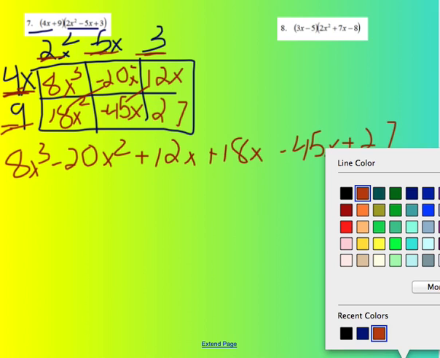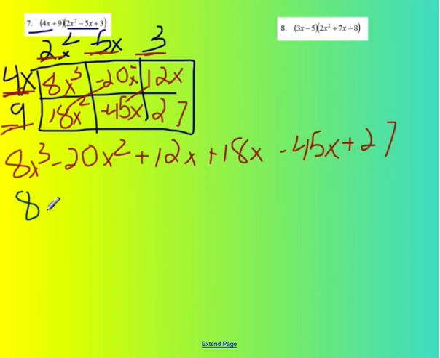And now I'm going to combine my like terms. Well, I start with 8x cubed. That's my first one. It's just 8x cubed. Then I notice I have a squared term here, and a squared term here. Negative 20x squared plus 18x squared, that's just going to give me a minus 2x squared.